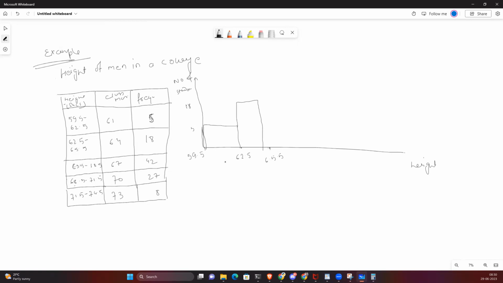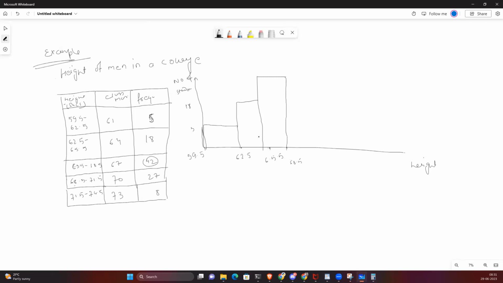Now similarly, I will go 65.5 say 68.5. So let's suppose this is that range, 68.5. Now in this category, how many students are there? 42. So 42, obviously this bar graph will be quite bigger, right?